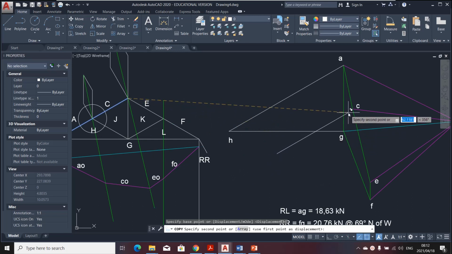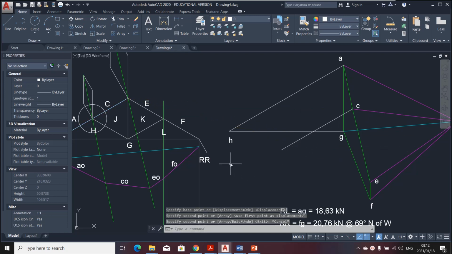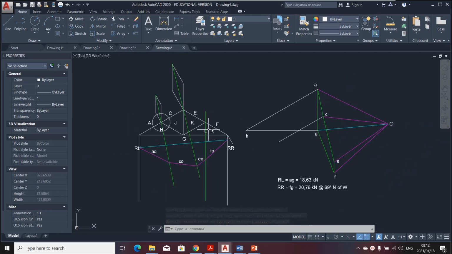I do have C, right? Here's my C. Right. I do have my C now.